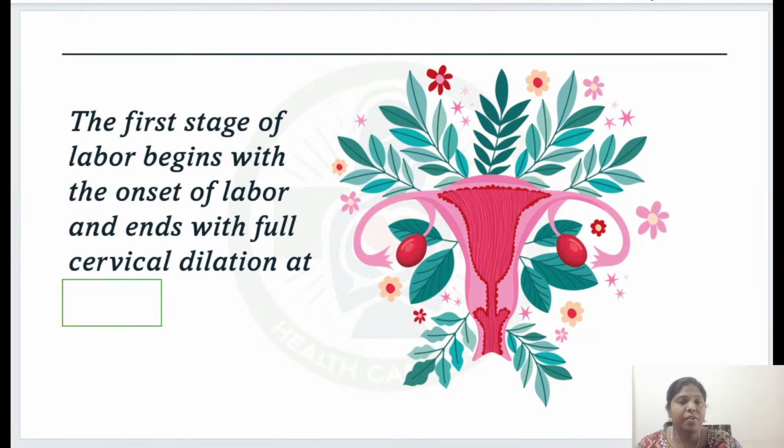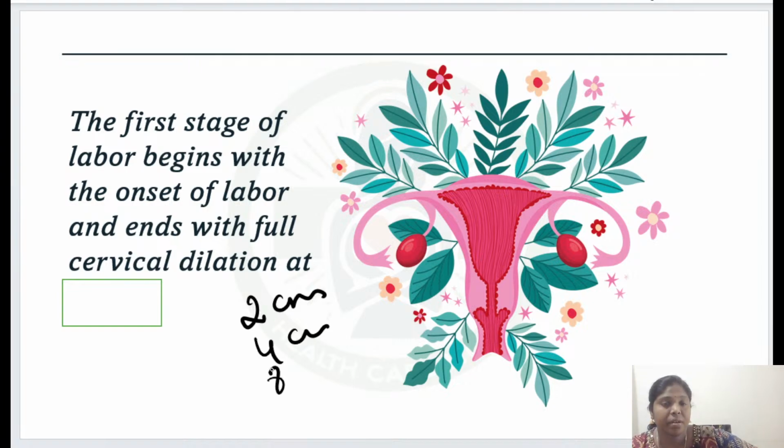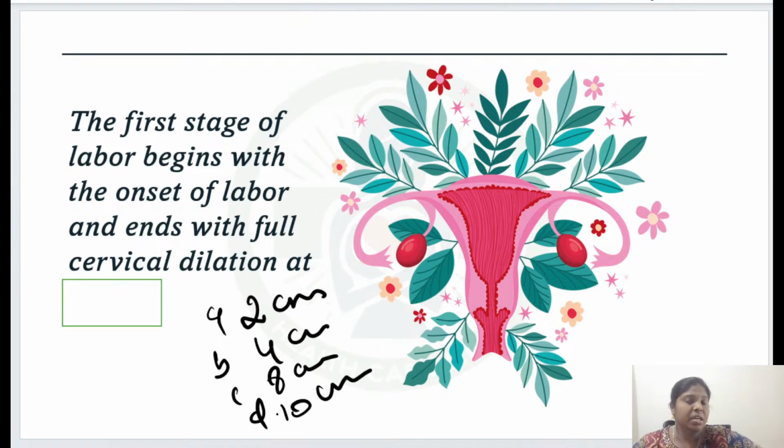Next, the first stage of labor begins with the onset of labor and ends with full dilatation of cervix at how many centimeters? The first stage of labor, whether it is 2, 4, 8 or 10 centimeters, tell me. The first stage of labor begins with onset of labor pains to full dilatation of the cervix. So, what is the full dilatation of the cervix?